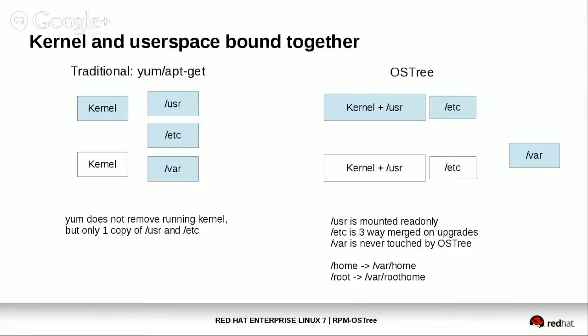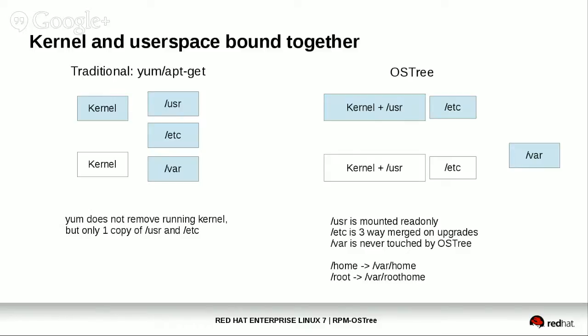This is a visualization of the old model on the left-hand side. This is the traditional package model. So when you do an update with any of your traditional package systems, you'll often have two kernels because they won't remove the running kernel, right? But you only have one copy of all of this other stuff. You only have one copy of your binaries in /usr, one copy of /etc, and one copy of /var.